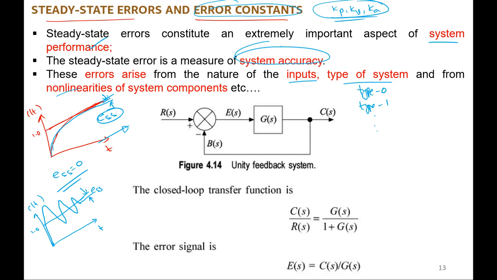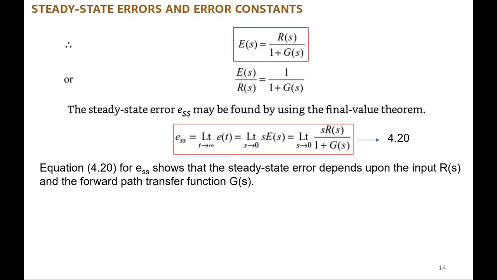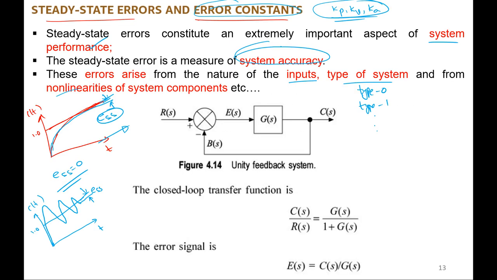Okay, we'll try to understand the steady state error. We will take the unity feedback system. You can observe here. One minute. Okay, I'll change the ink color.